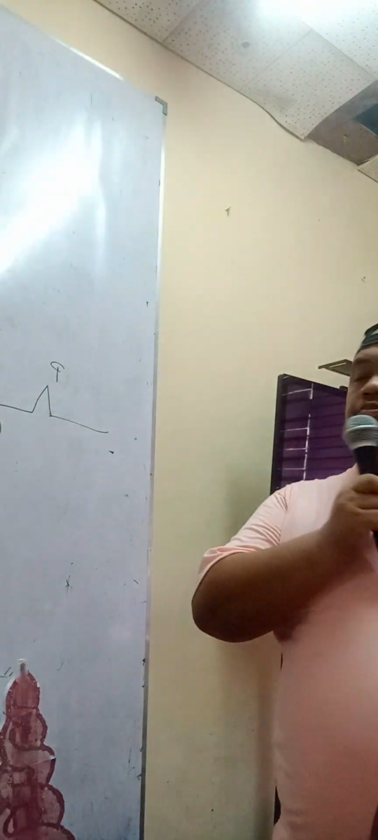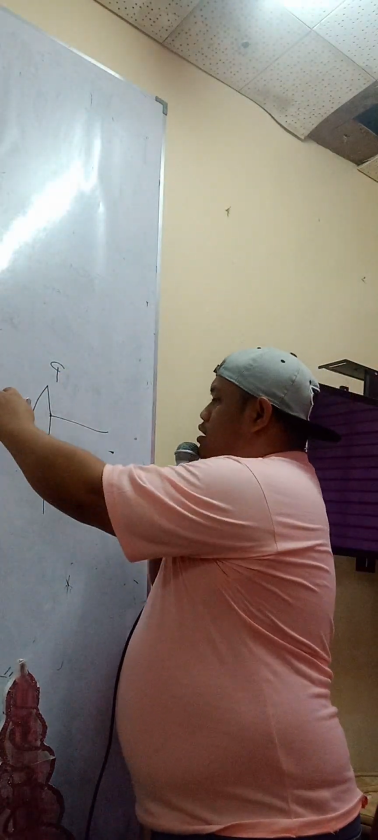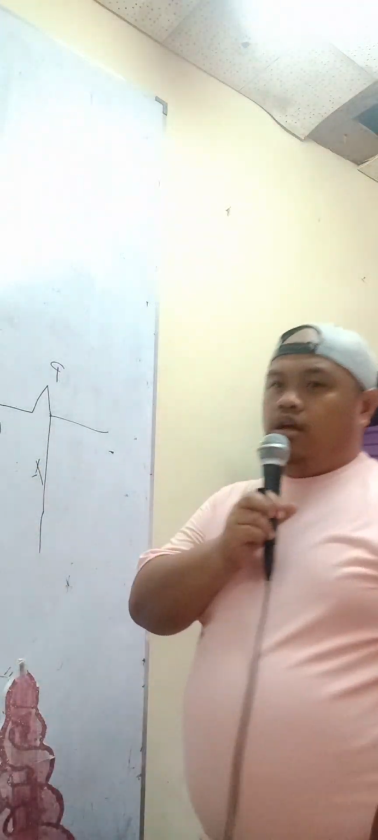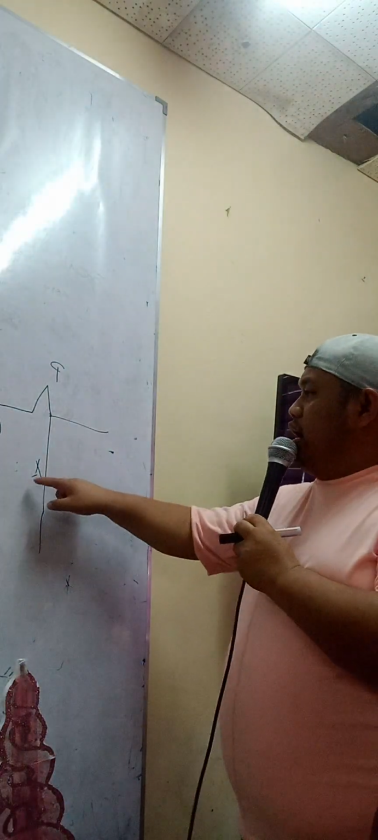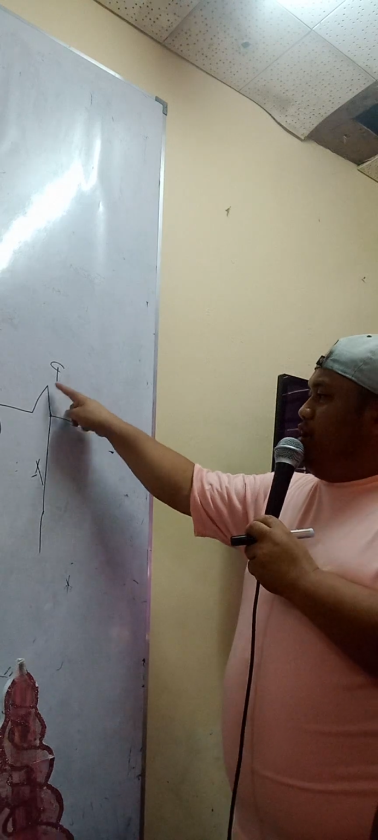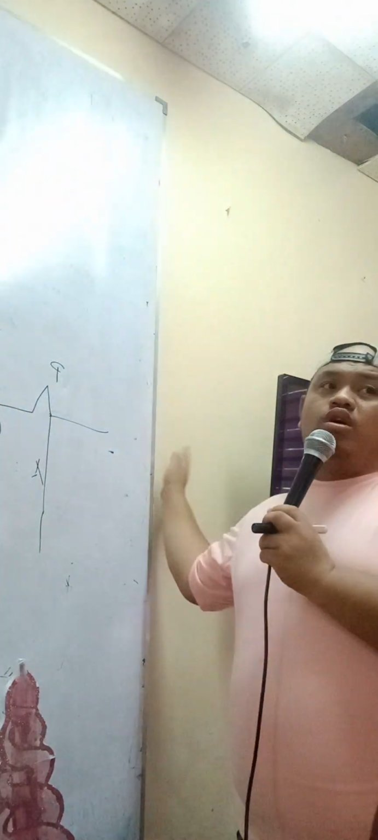So P wave is basically what? P wave is basically your atrial depolarization or atrial contraction. Okay, atrial contraction. So atrial depolarization, that's your P wave. Your P wave until the beginning of your QRS.